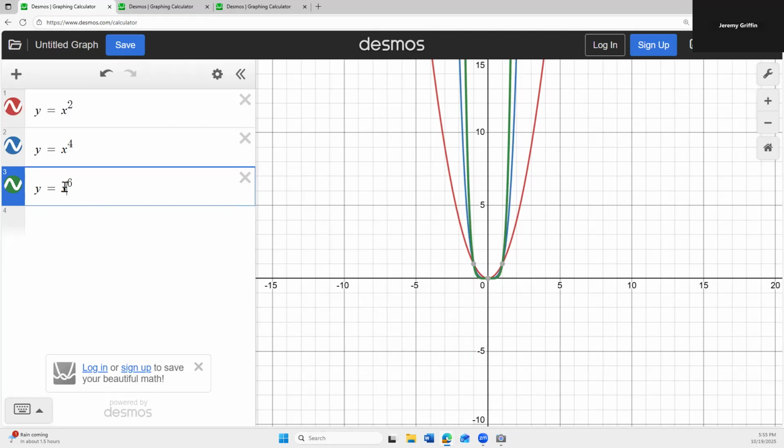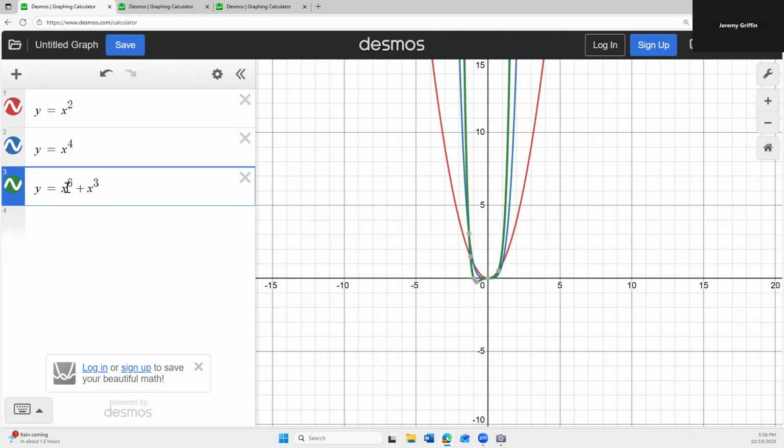Let's get rid of that. What if I say plus x to the power of 3? What do you think that's going to do? x to the 3. Right. Well, it still has the same basic end behavior because the leading term, well, I should say the degree is still 6, right?